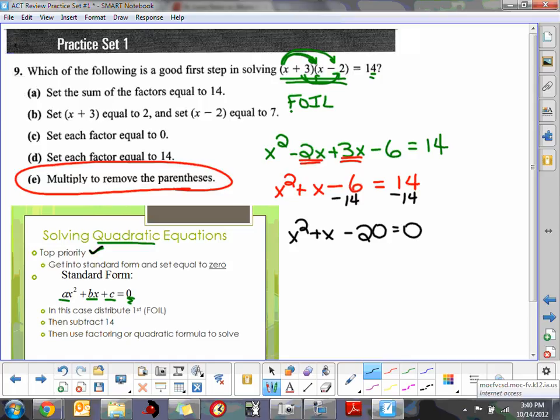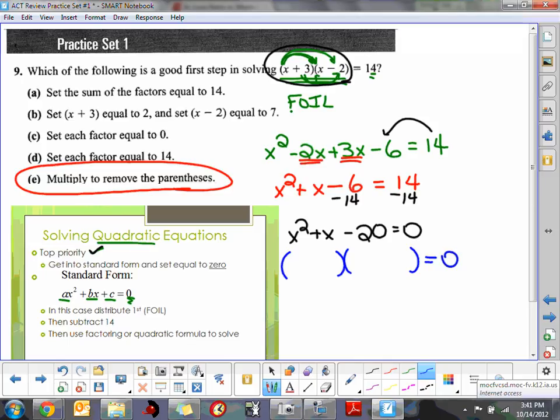In order to get it equal to 0, we had to perform FOIL. We had to use our double distributive property to get it into a form where we could bring the 14 over, and we could collect our like terms and get it set equal to 0. That's where they want us to stop, but at this point I'm just going to illustrate how to get the solution to this. We have the factoring technique, or we have the quadratic formula that we can utilize to solve this for x.